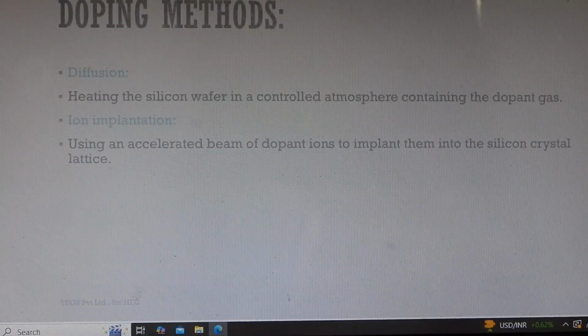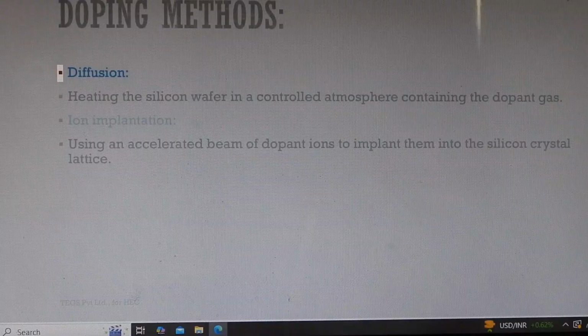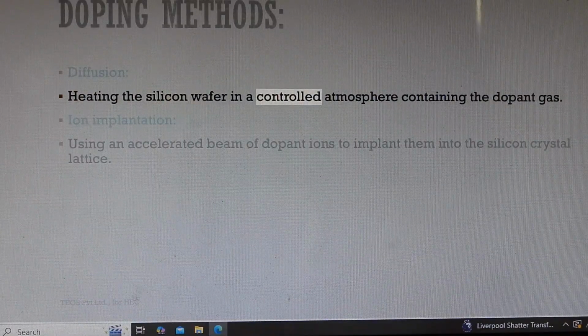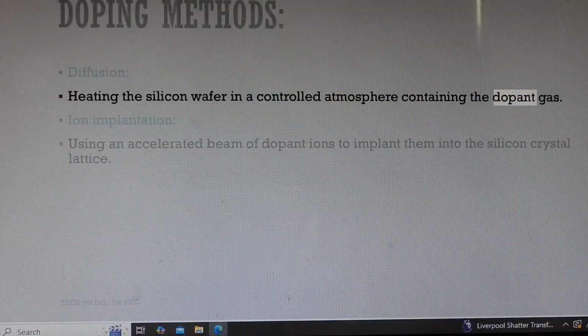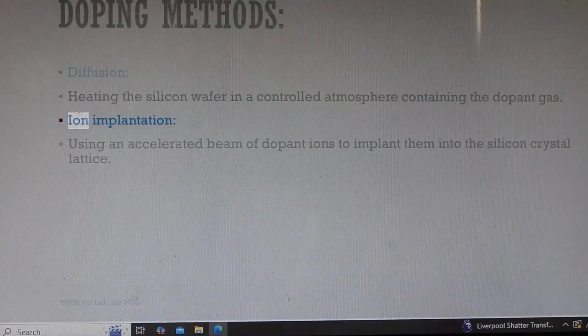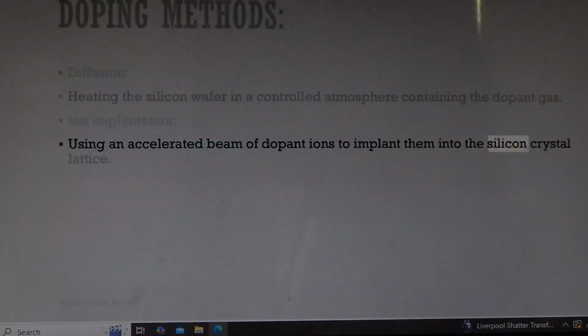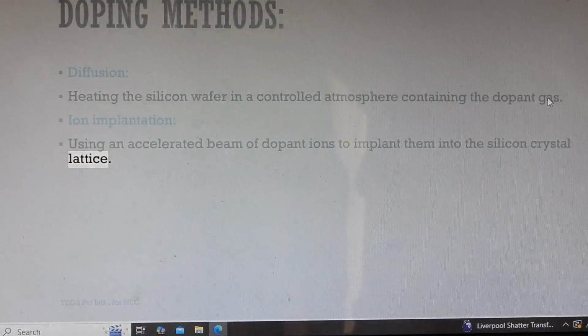Doping methods. Diffusion: heating the silicon wafer in a controlled atmosphere containing the dopant gas. Ion implantation: using an accelerated beam of dopant ions to implant them into the silicon crystal lattice.